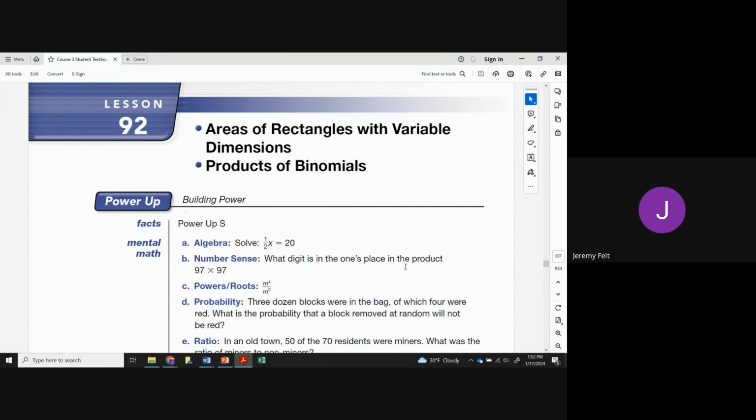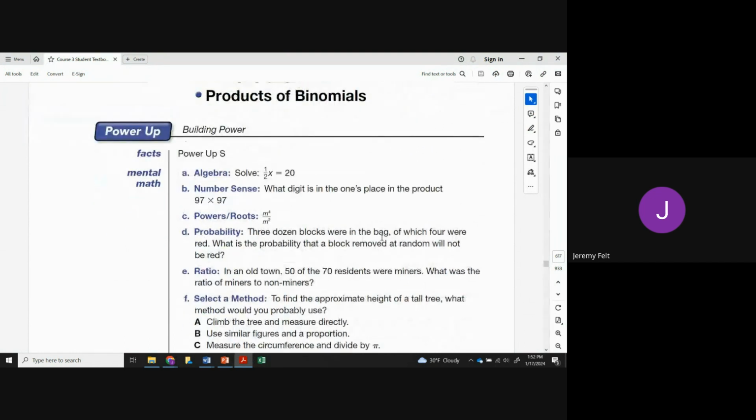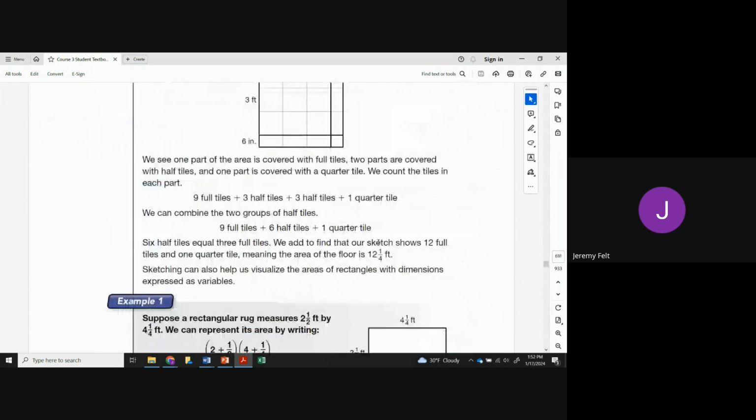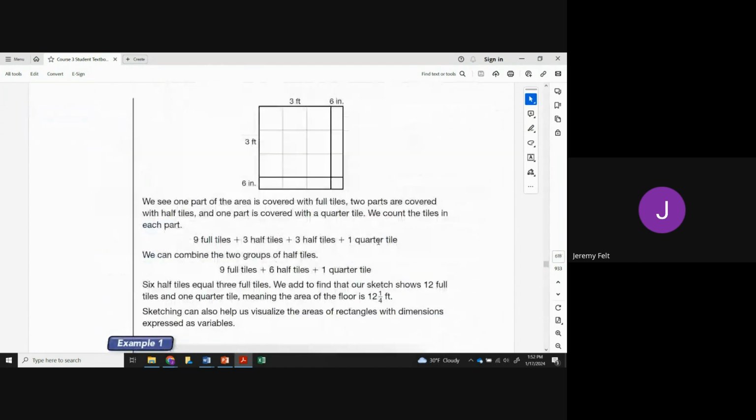So areas of rectangles with variable dimensions and products of binomials. So again, if we have 3 feet by 6 inches, we can convert it all to inches or all to feet. That wouldn't be too difficult to do, and then find our area. Or we could keep it as is, and we have 3 feet by 3 feet, and then we have 6 inches, or half a foot by 6 inches, and we can do it this way, and then count up how many full tiles and partial tiles we have to come up with the area.